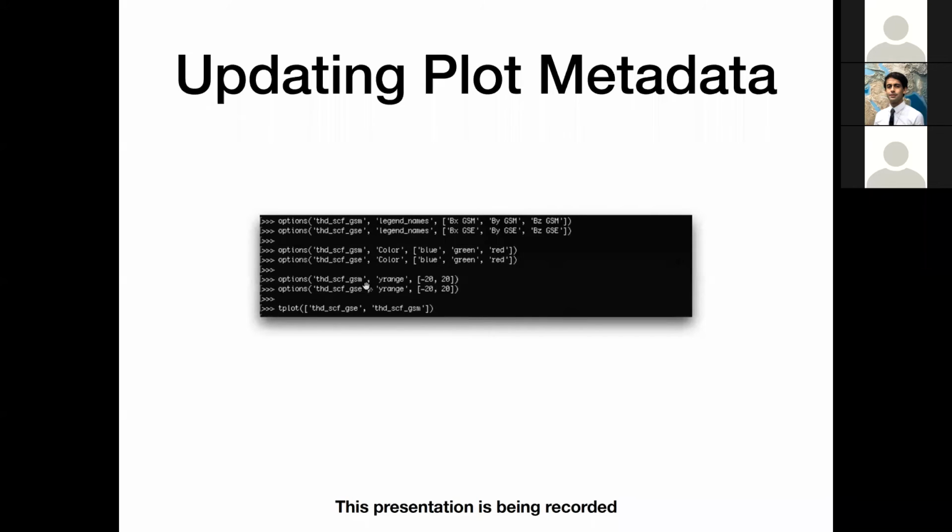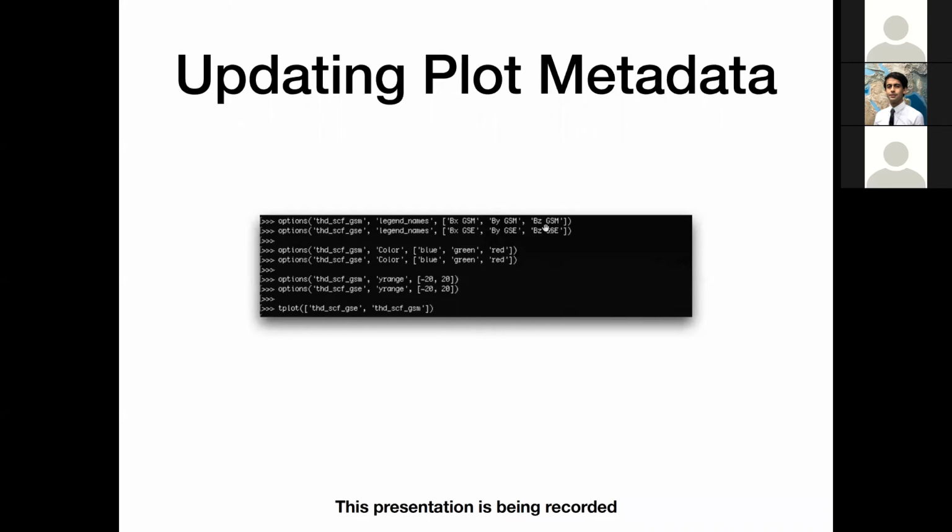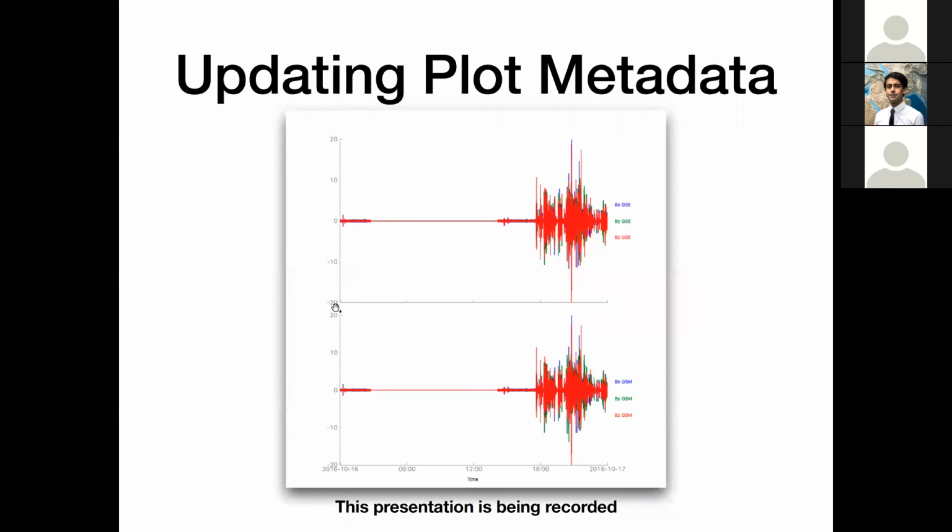And we can also limit the Y range on the plots. And then we call tplot on the variables again, and it should update the metadata. So now you can see that the labels have been updated, the colors have been updated, and the Y range is now limited to +20 and -20 for each of the variables.